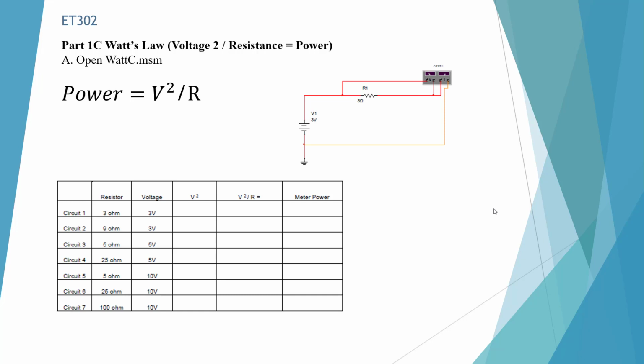Okay, here we have a circuit, 3-volt battery, 3 ohms, and our wattmeter. And we're going to use the formula of power equals V squared over R. So V squared will be V times V. So let's go ahead and fill out our table, and we're going to confirm it in Multisim. So 3 times 3 is 9. And then we have V squared over R, which is going to be 9 divided by 3, which is going to be 3 watts. And we're going to confirm that with our power meter in Multisim.